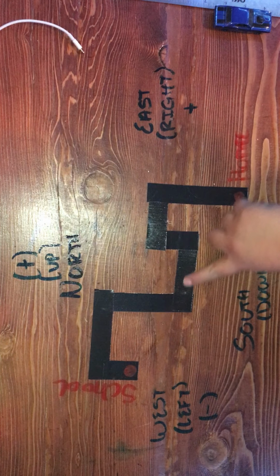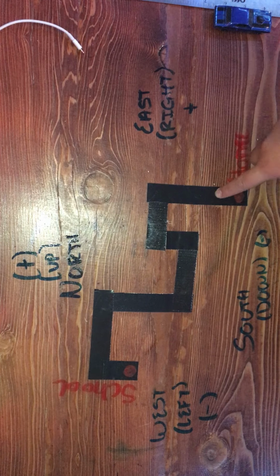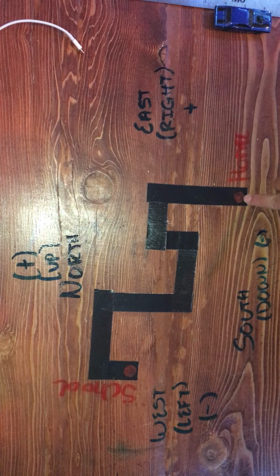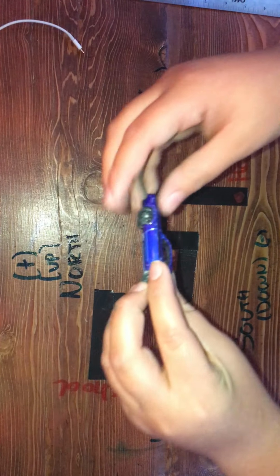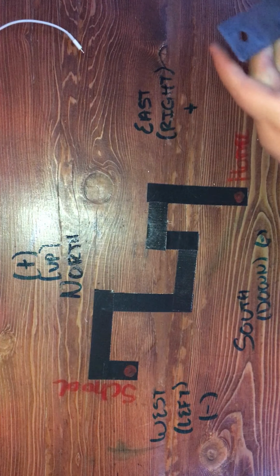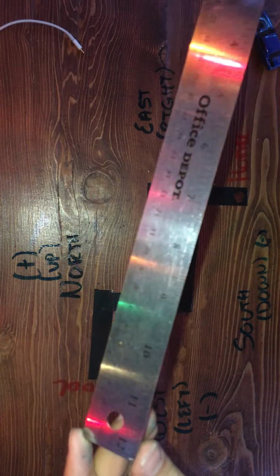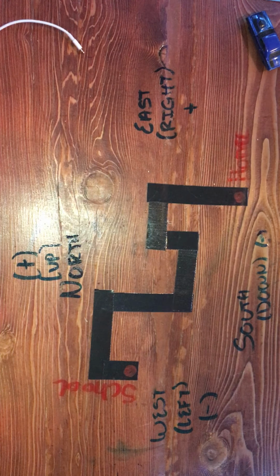This duct tape that I put on my desk right here represents the road. This point to this point is home and school. I have this little Hot Wheels representing me or the vehicle. Then I have a ruler, where every inch is equal to a mile.